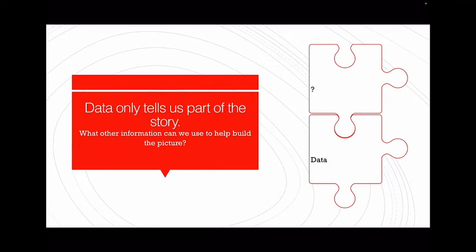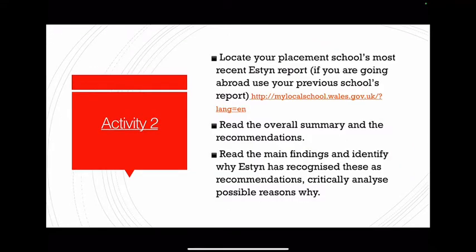So what is it that we can use outside of simple data from testing to support us with that next part of the journey? What we're going to do in this activity is start to think about your placement school and their most recent Estyn report, and start to think about what the data tells you. So there is a link on the screen here, or you can simply search for mylocalschool.wales.gov.uk. And what I want you to do is spend some time thinking about the overall summary and the recommendations for that school. It's going to pick up the data that you've looked at previously.